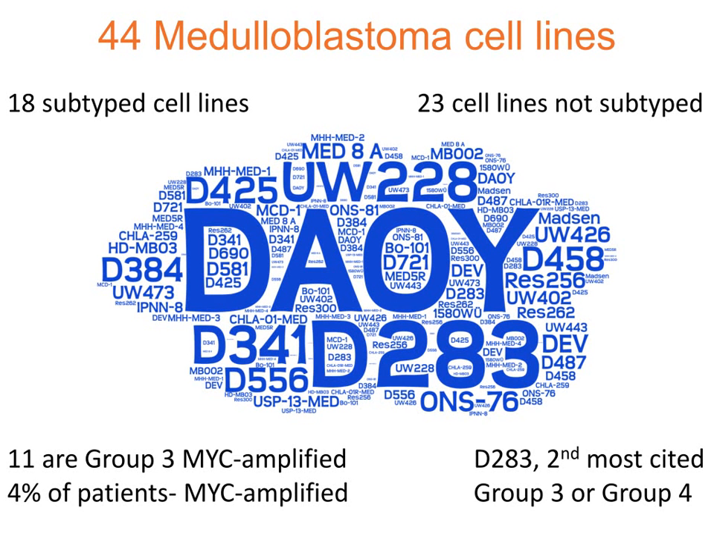In total, researchers have published on 44 medulloblastoma cell lines. However, only 18 of those have been subtyped to belong to a single group. 3 may belong to group 3 or 4, and 23 cell lines have not been subtyped at all. While tumors with MYC amplifications are seen in only 4% of medulloblastoma patients, there are 11 group 3 cell lines with MYC amplifications. Some cell lines lie somewhere between group 3 and 4, such as the second most popular cell line D283.